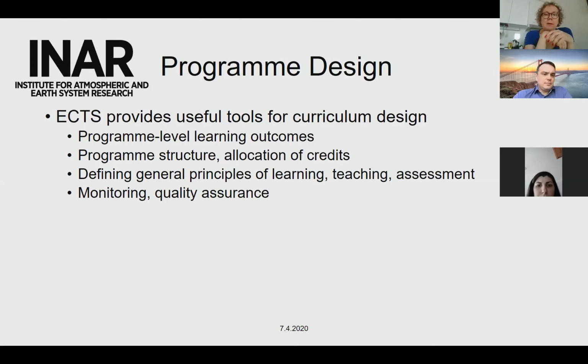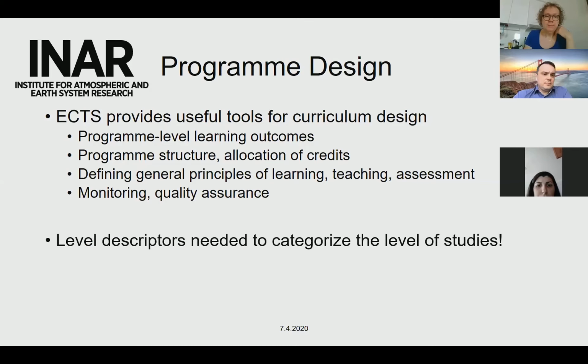Also, following the ECTS formalism includes defining general principles of learning, teaching, and assessment. This can be separately on program level and on a study unit, such as course level. And also monitoring and quality assurance are included here. Now, one thing which is quite important to realize is that ECTS credit is related to the workload, but the workload is for a certain task. It is of course different, for example, for a bachelor student or a PhD student. So in order to make this categorization between the levels for each learning task, we need so-called level descriptors, and I will talk about them next.